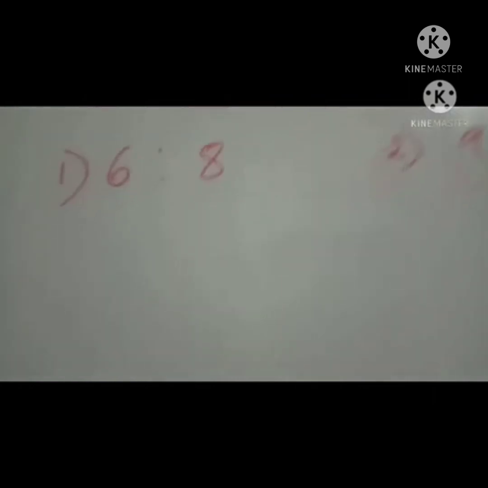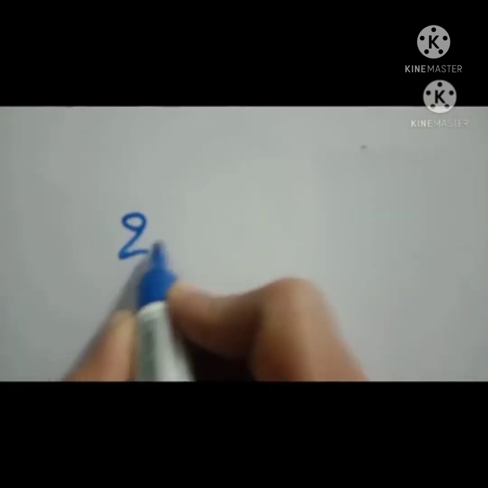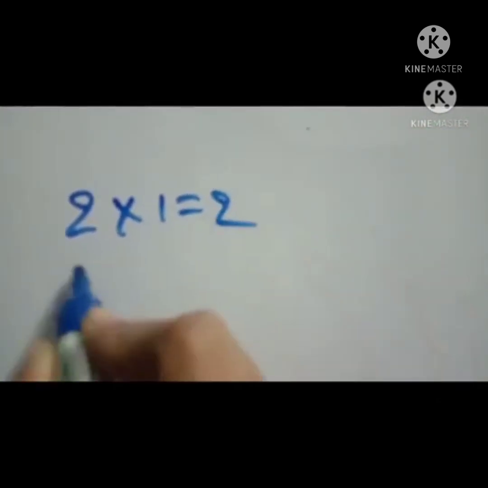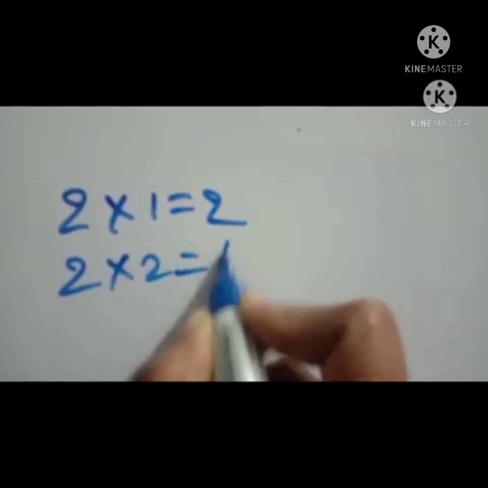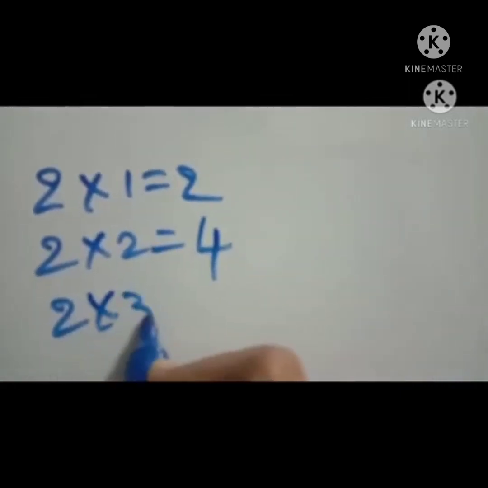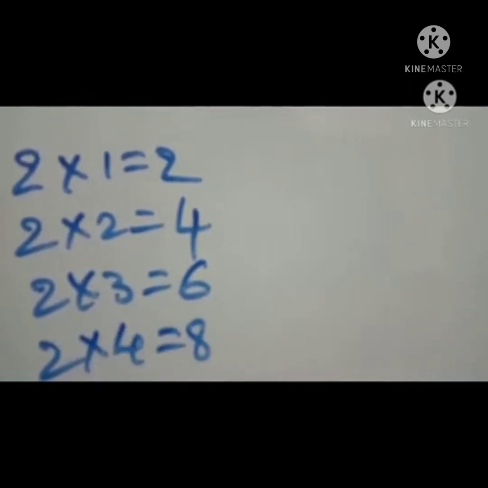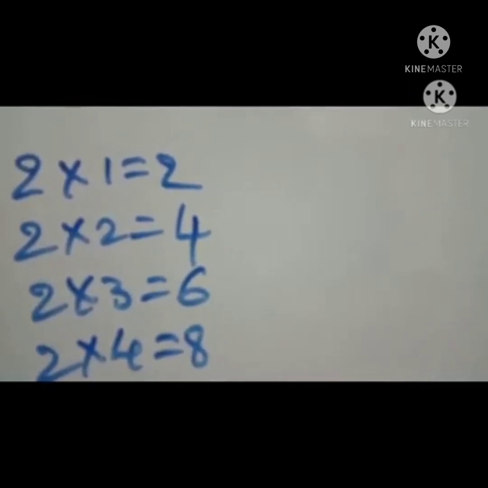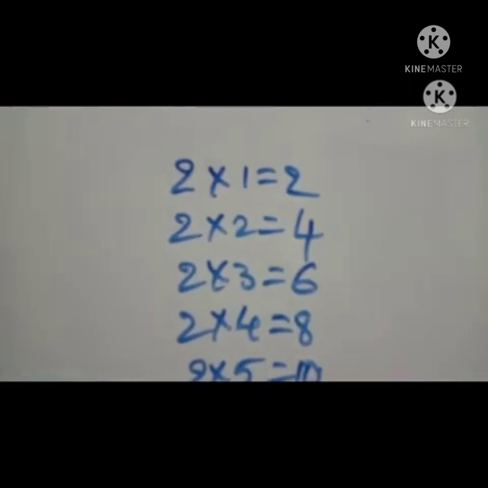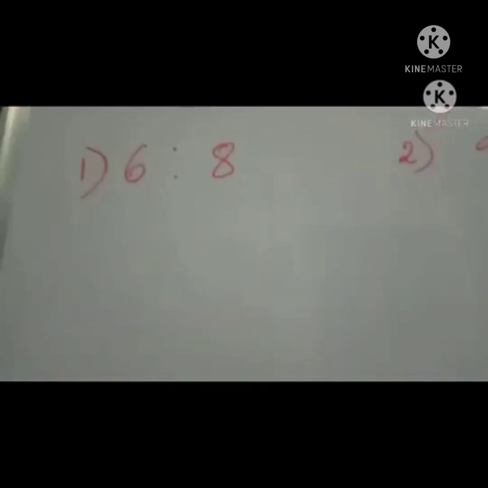Very good. The 2 table. See, I am writing the 2 table. 2 ones are 2. 2 twos are 4. 2 threes are 6. 2 fours are 8. 2 fives are 10. Up to here I wrote. And now see here. What are the numbers here? 6 is to 8. 6 and 8 are the numbers.